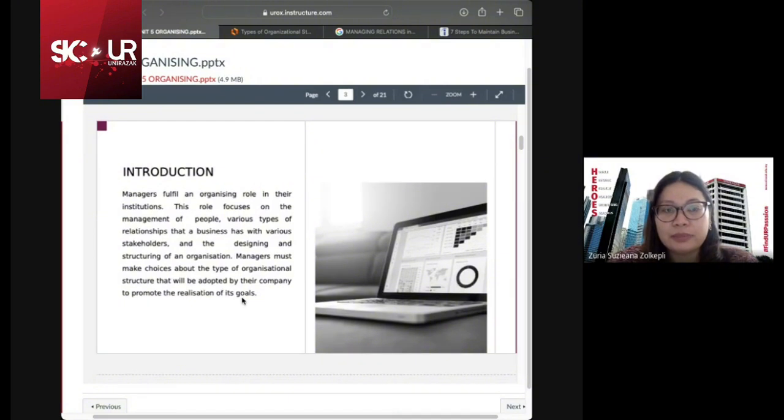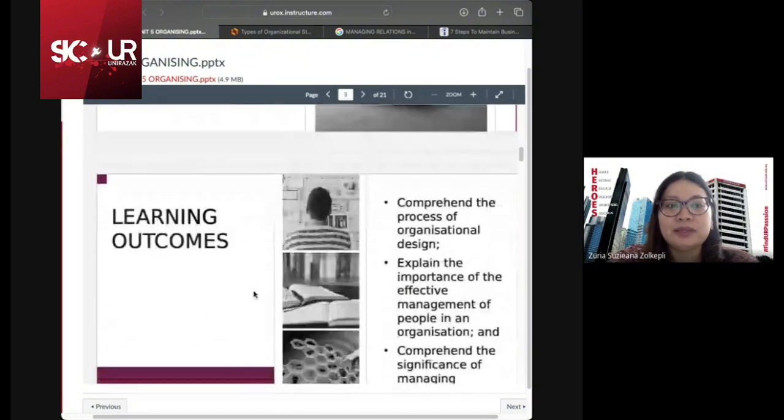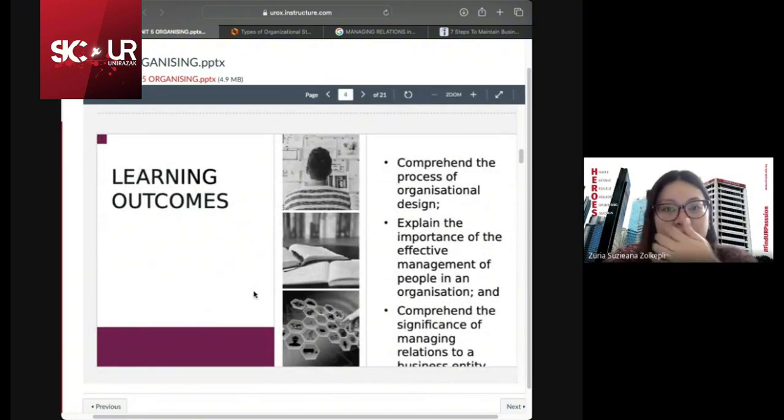Not every company has a similar structure. It is all based on their culture, their goals, the number of staff in the company, the number of departments, and so on.